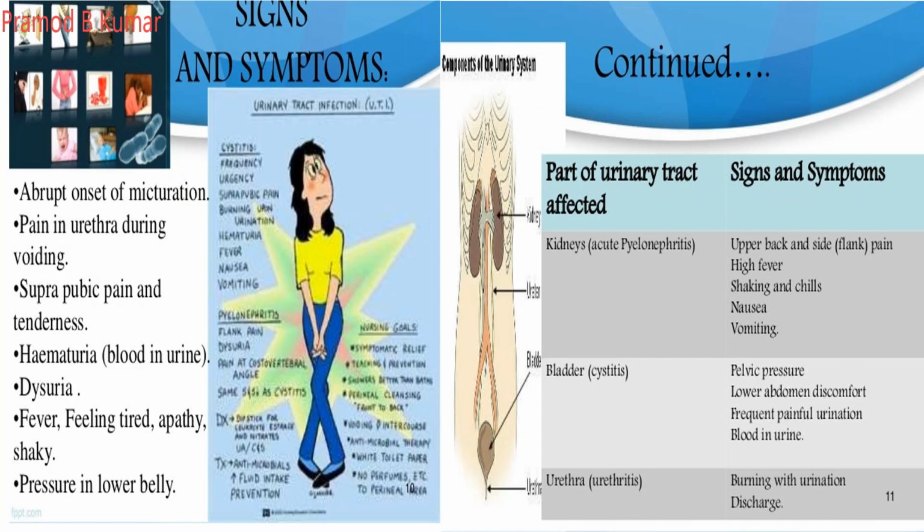Okay. Now, where does this affect, and what are the signs and symptoms? If it affects the kidney, then it is called acute pyelonephritis: upper back and side flank pain, high fever, shaking and chills, vomiting and nausea. These are the signs of bladder infection, cystitis: pelvic pressure, lower abdominal discomfort, frequent painful urination and blood in the urine. Urethritis is burning during urination and discharge. So these are all the signs and symptoms of urinary tract infection.